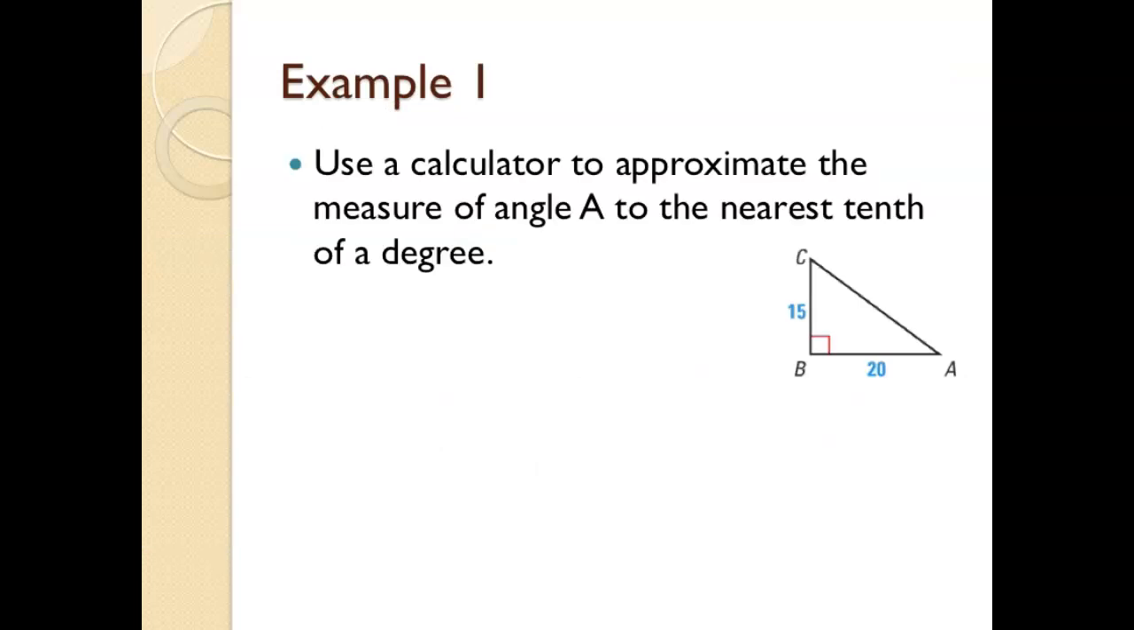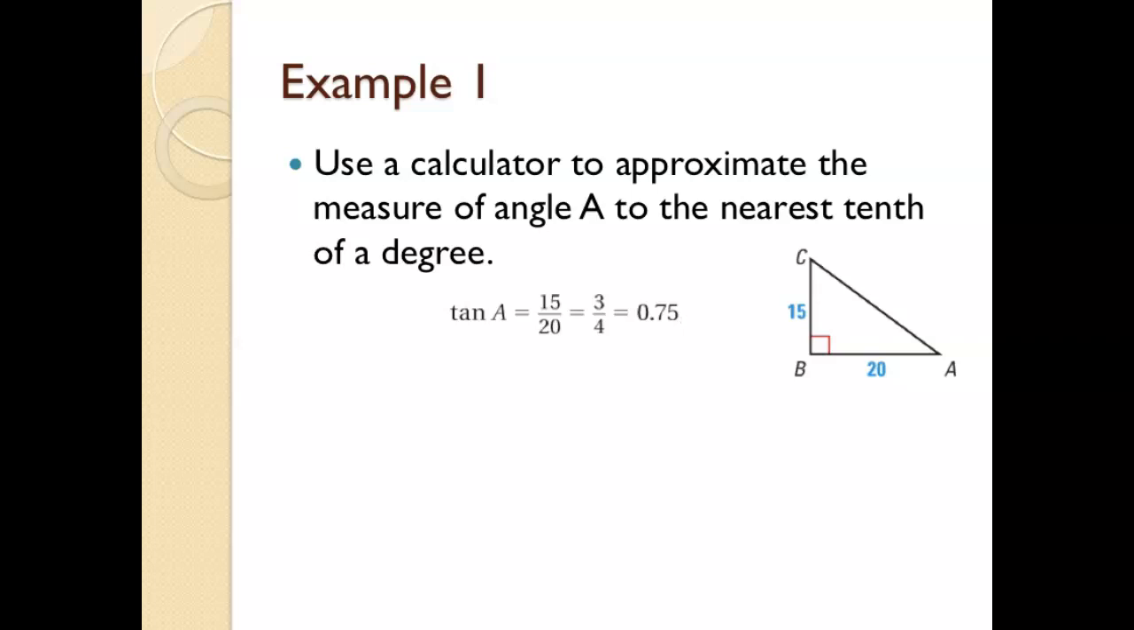All right, take a look at example 1. Use the calculator to approximate the measure of angle A to the nearest tenth of a degree. Okay, so since we're trying to find the measure of angle A, and since BC is given to us and AB is given to us, we know that BC is opposite angle A and AB is adjacent to angle A. So we want to be using the tangent ratio. So tangent of A is equal to 15 over 20 or 0.75.